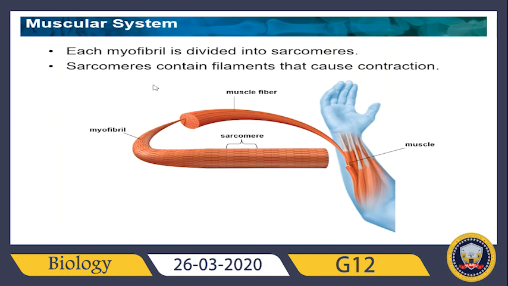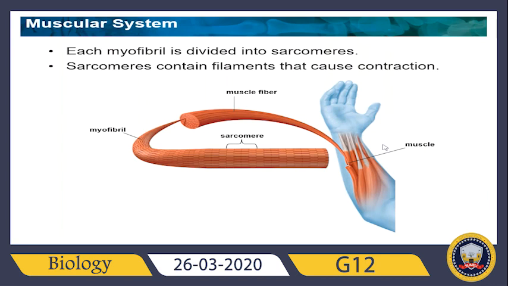Okay? Sarcomeres contain filaments that cause contraction. So the contraction starts within the sarcomere. Like when you're writing, when you're practicing in the gym, when you are playing PlayStation, when you are running, when you're walking, when you're doing push-ups, whenever, the filaments inside the sarcomeres will start the contraction.